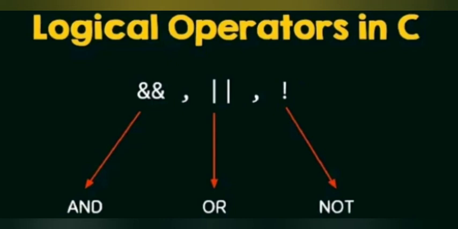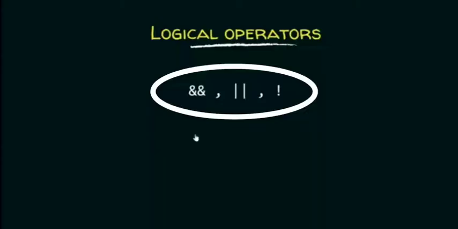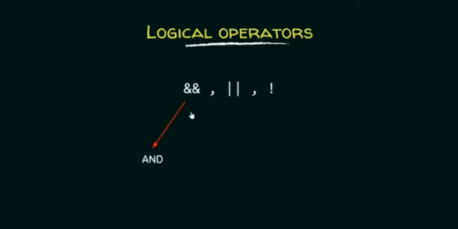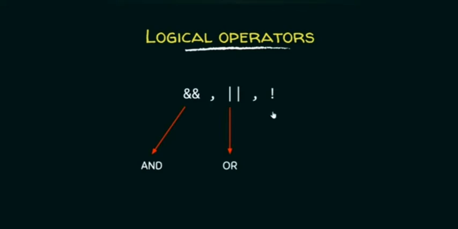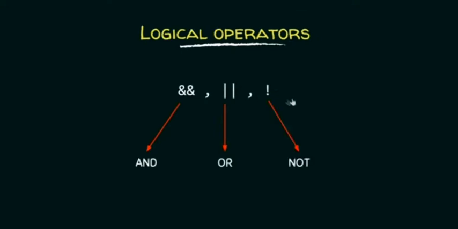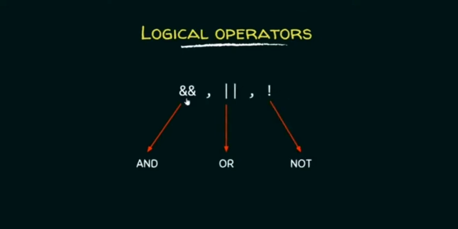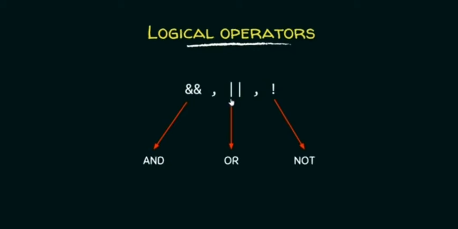Today in this video we will discuss the logical operators in C programming. These are all called logical operators. First one is called the AND operator, second one is the OR operator, and third one is the NOT operator. Two ampersands represent the AND operator, two pipe symbols represent the OR operator, and an exclamation mark represents the NOT operator.